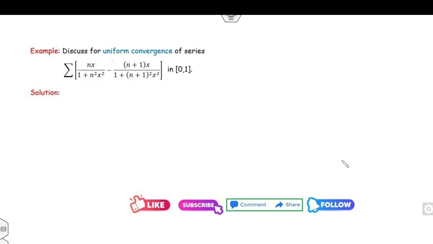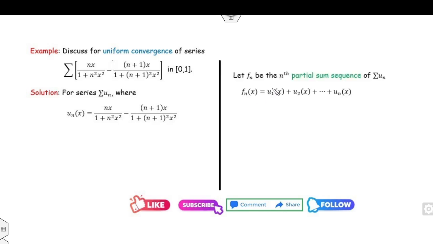Look at the third example. Discuss the uniform convergence on the closed interval [0, 1]. This is the expression of u_n. It is already a partial fraction. So my target is to find the value of f_n directly.